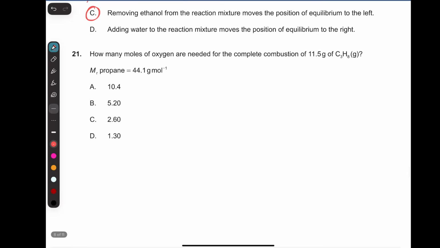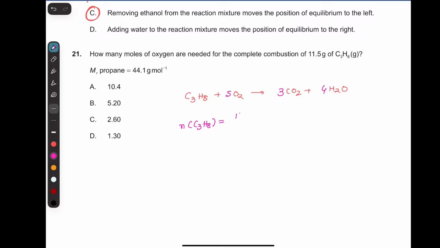Next, how many moles of oxygen are needed for the complete combustion of this much propane? C3H8 plus O2 gives you CO2 plus H2O. This is a complete combustion reaction. Now we have to place 3 here, and 4 here. The number of oxygen atoms on the right side is 10, so we place a 5 here.